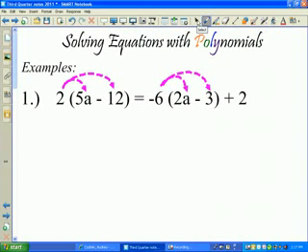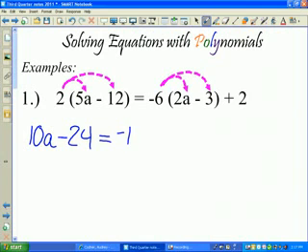So when I distribute, I'm actually multiplying. So let's go ahead and multiply. 2 times 5a gives me 10a, minus 2 times 12 gives me 24, equals negative 6 times 2a gives me negative 12a. And a negative 6 times a negative 3 is going to give me plus 18. And then I'm bringing down my plus 2.